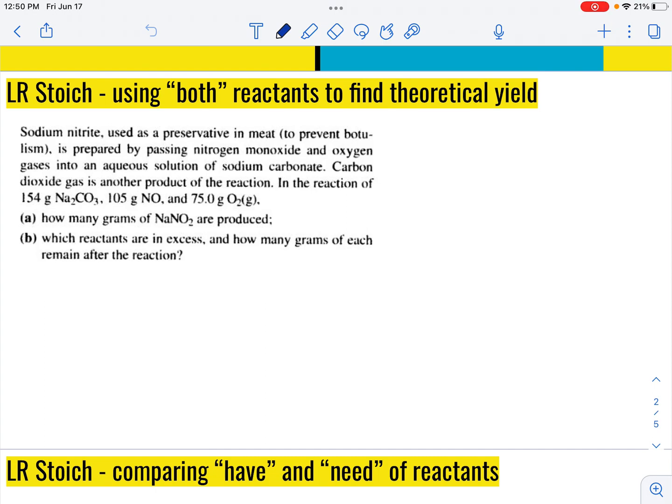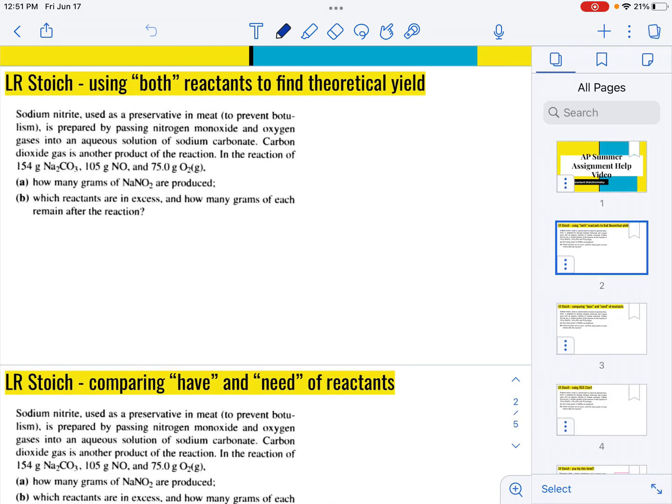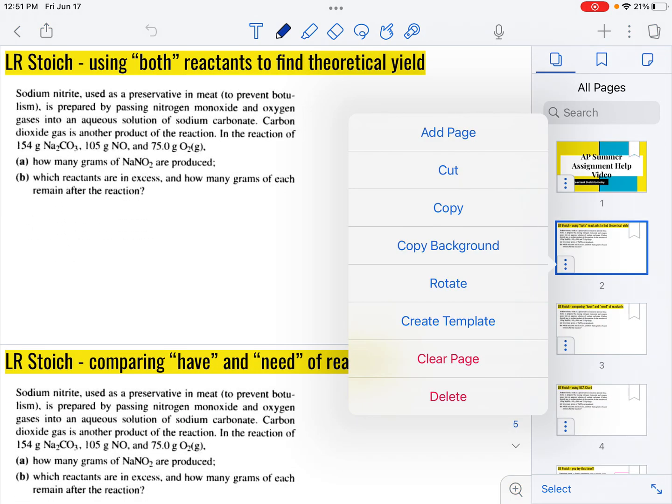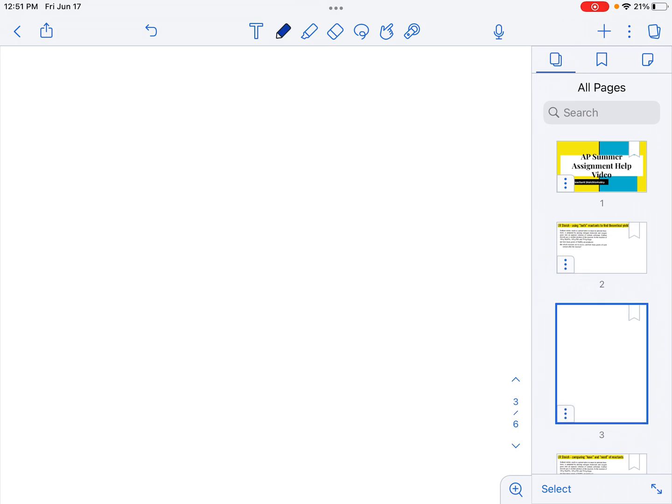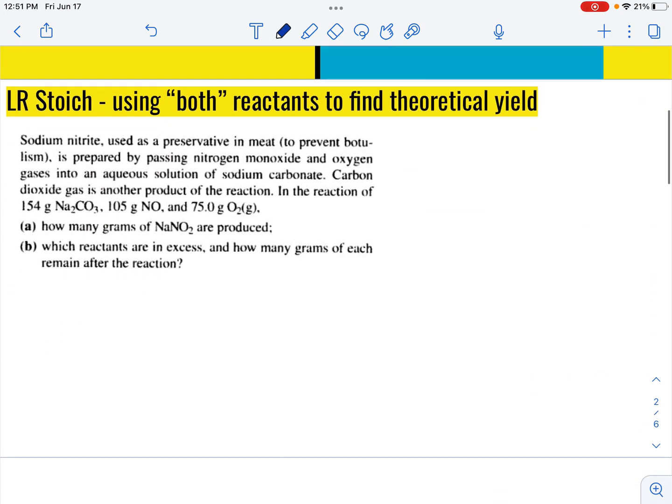So, limiting reactant stoichiometry, one way to do this is to use both reactants to find the theoretical yield. So I'm going to do this way first, and then we'll come back and go from there. Once you know who's limiting, then of course this question wants to know who's in excess and how many grams of each remain. This question is like a question on steroids because it has 3 reactants. Okay, so this is very unusual, but it's going to give you some really good practice. So if you want to try this on your own, using both reactants to find the theoretical yield, you can, or you can skip ahead to a different way if you'd like.